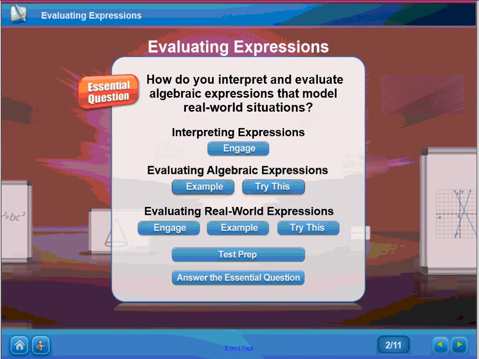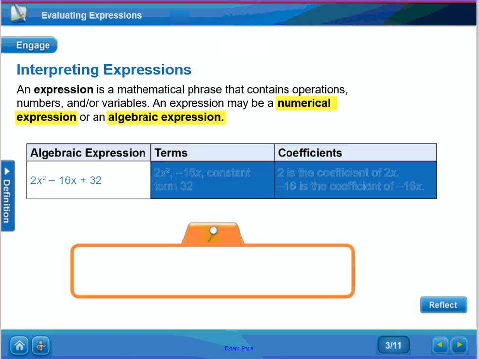Welcome to our lesson on evaluating expressions. In this lesson, we're going to talk about how to interpret and evaluate algebraic expressions that model real-world situations.